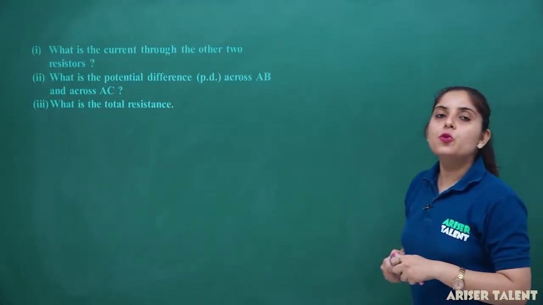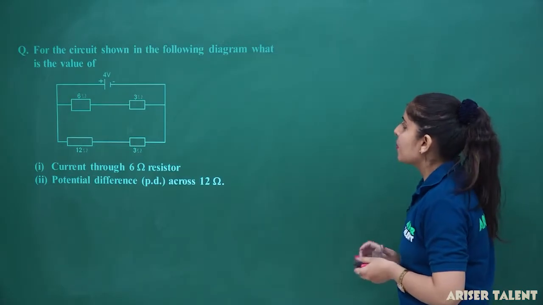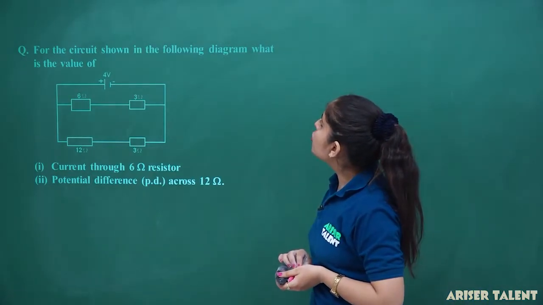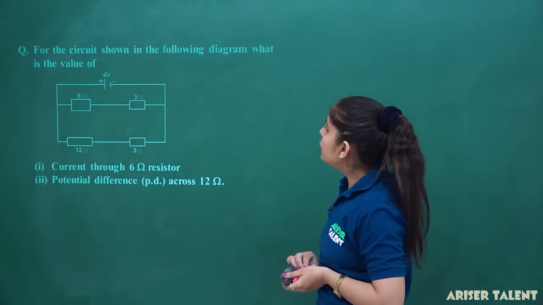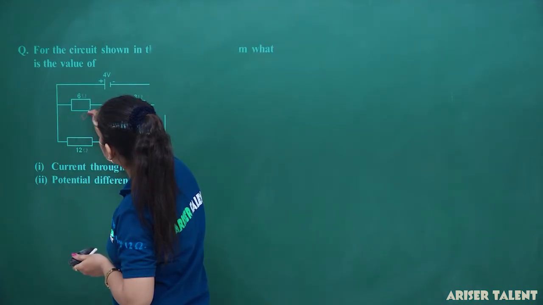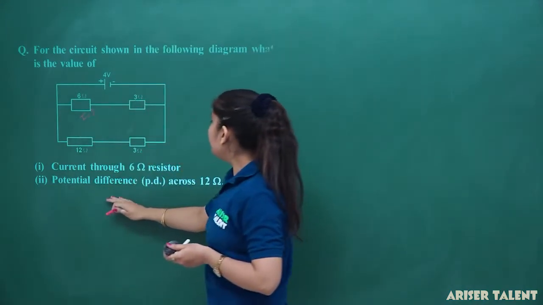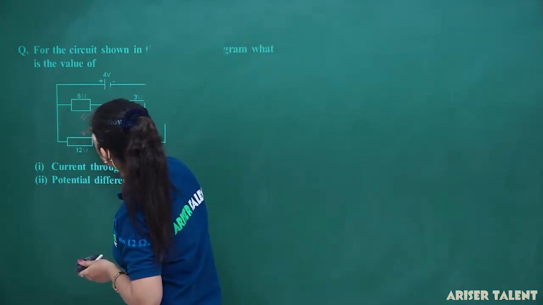Now let's move to the next question in this sequence. So our next question is this. For the circuit diagram shown in the following diagram, what is the value of current through 6 ohm resistor? So you have to calculate the current for this resistor, and the potential difference across 12 ohm. So you have to calculate the V for this part.